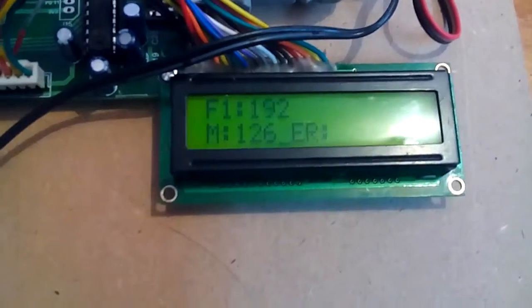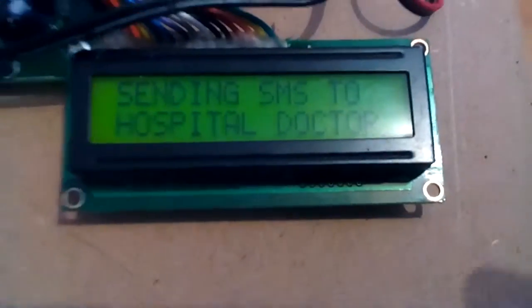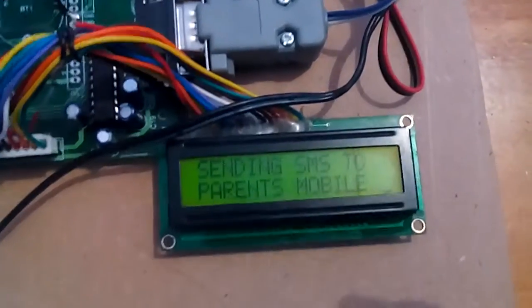Here we have a flex sensor. If you bend the flex, it will send the SMS to the particular mobile number. Sending SMS to the doctor, and we will get finger detected. Okay, it will send the data to the doctor and parents.